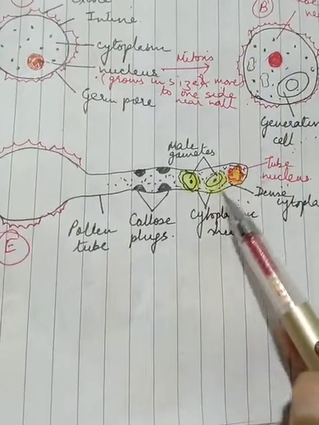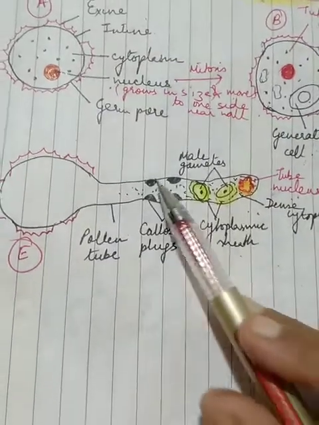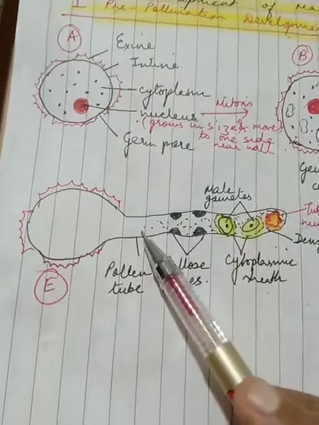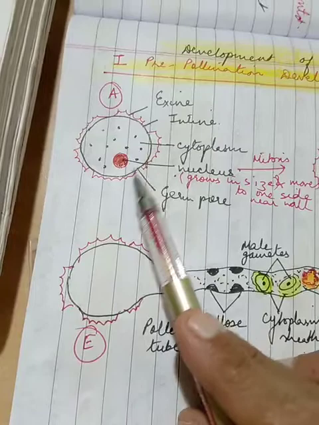The male gametes are surrounded by a cytoplasmic sheath, and you can see callose plugs already there in the pollen tube that has emerged from the germ pore. What was the germ pore? In the diagram, the portion where exine was missing. So I hope you've understood.